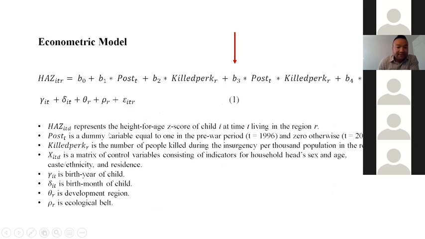So this is my econometric model, where my dependent variable is HAZ. The coefficient that I'm interested in is B3, the interaction of the post variable and killed per 1,000 population. I have used some other control variables like household head age, household head sex, age, caste, ethnicity, and residence. And I have used birth year fixed effects and birth month fixed effects of the children, and the development region and the ecological belt.